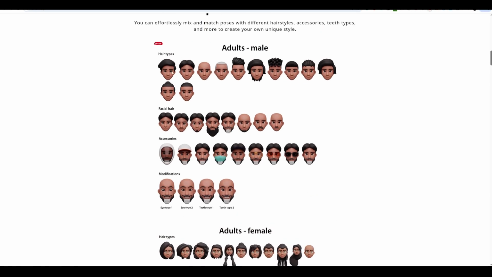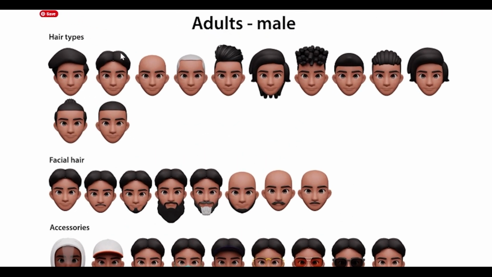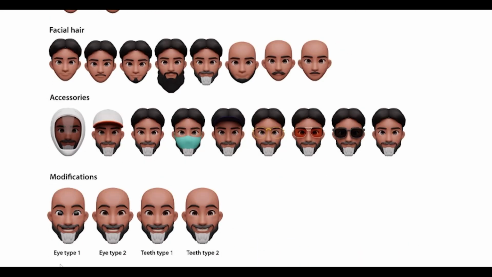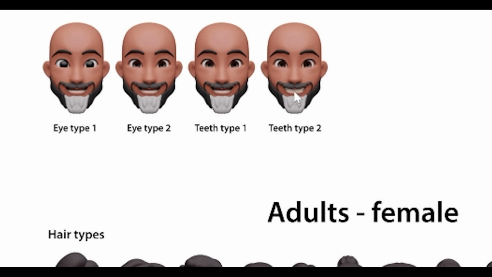You can see what is inside here. Here are all the hair types, facial hair, like no facial hair, and different beards and accessories and modifications, like different types of the eye. Here is a full solid eye color. Here is something closer to Apple Memoji and so on. And teeth type, you can see a little bit more realistic. And here is a little bit more solid and simple.